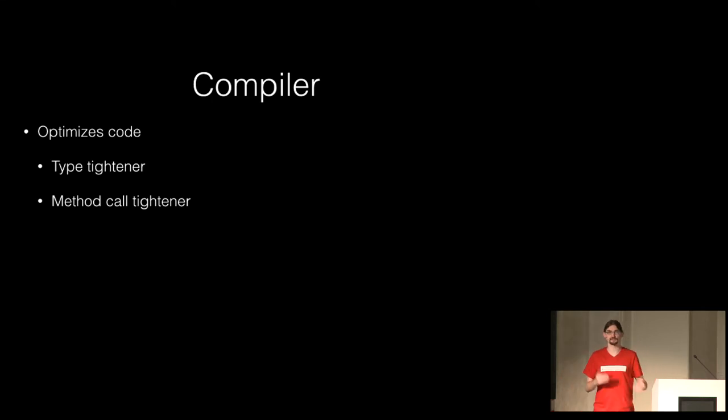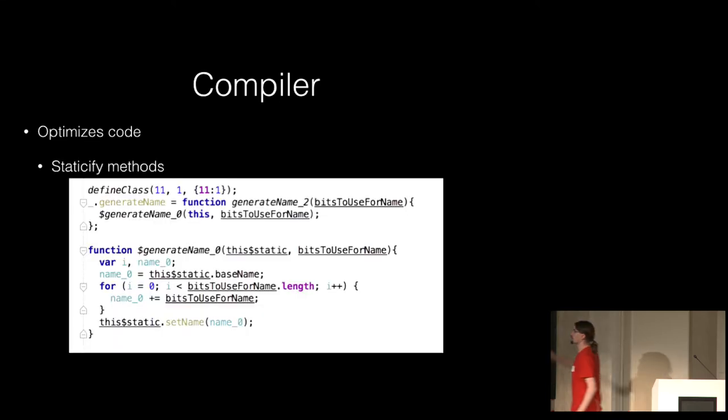Method call tightener is the second half of that, where we say, well, now that I know which version of this it is, and I know that there's no subclass which will override this, let's just define exactly which method we want to call instead. So that instead of calling object.generateName, we can instead call $generateName on object.